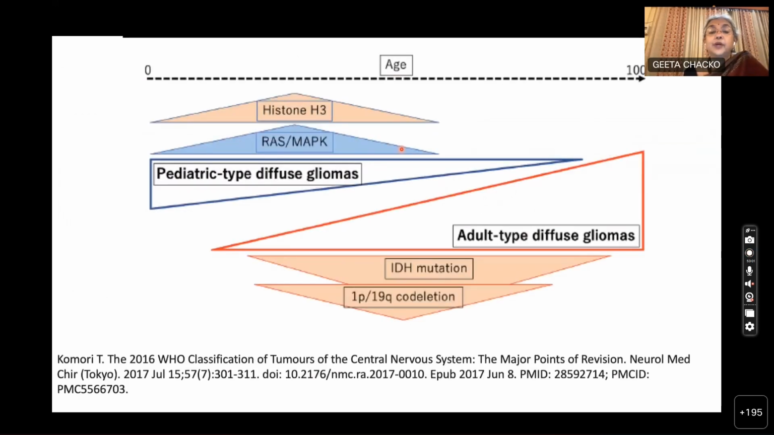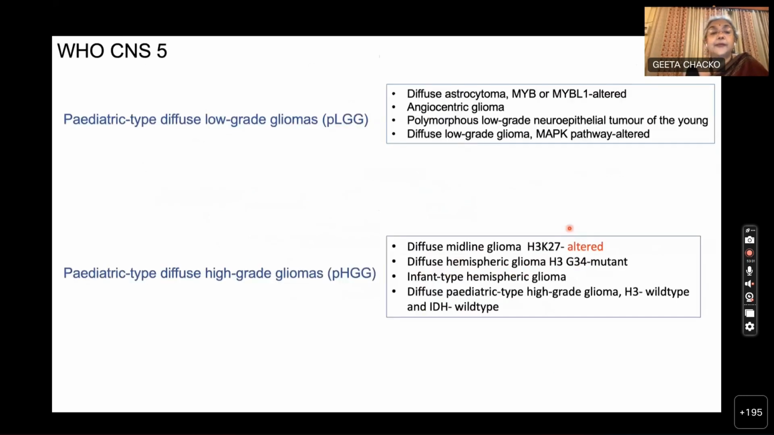So a little bit about pediatric type gliomas. This comes under the diffuse group of tumors. Most often they have MAP kinase pathway alterations, particularly in the low grade. This shows you that pediatric type tumors can occur in adults and adult type tumors can occur in children. So there is no hard and fast rule, but the frequency is different. You see adult type tumors in children less often, and pediatric type tumors in adults less often. So let's focus only on the low grade.